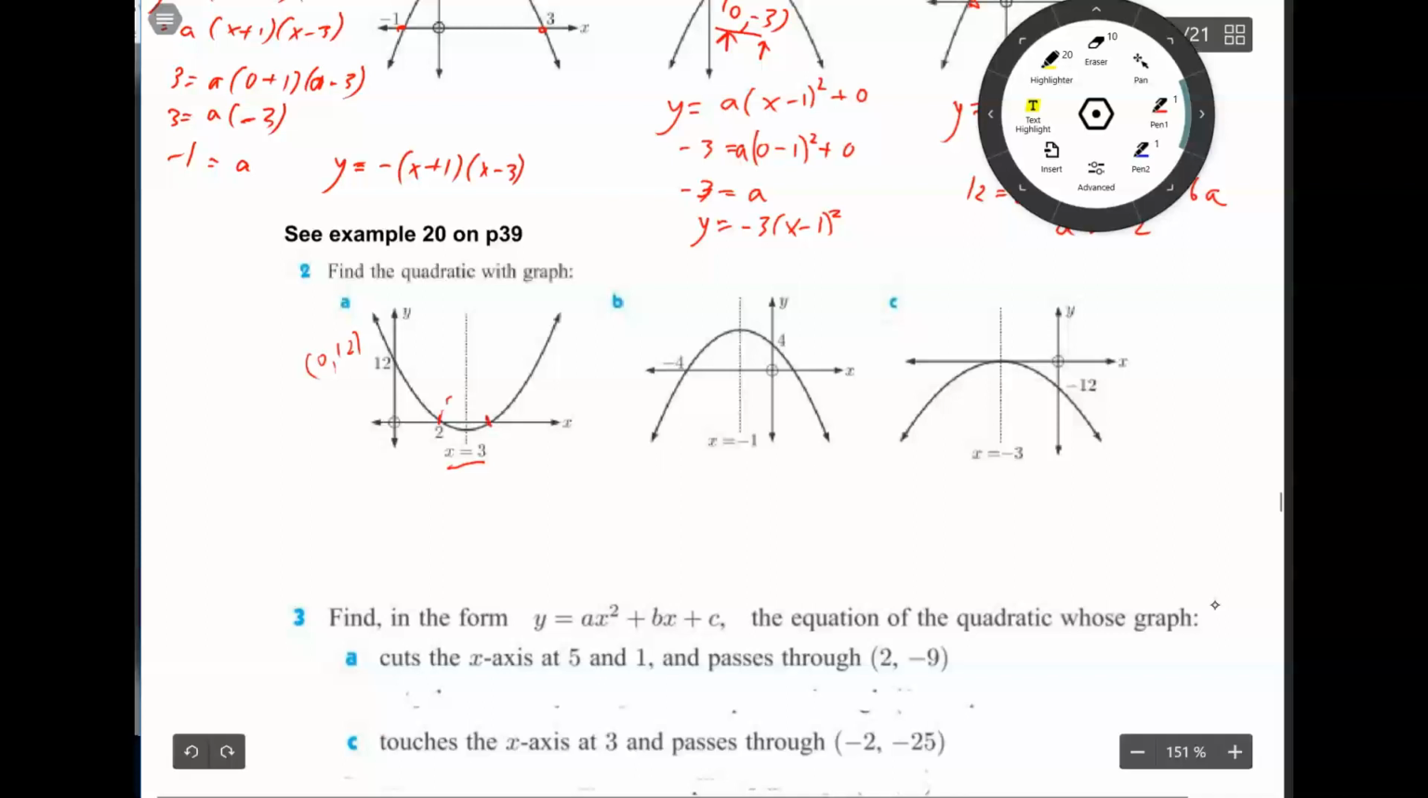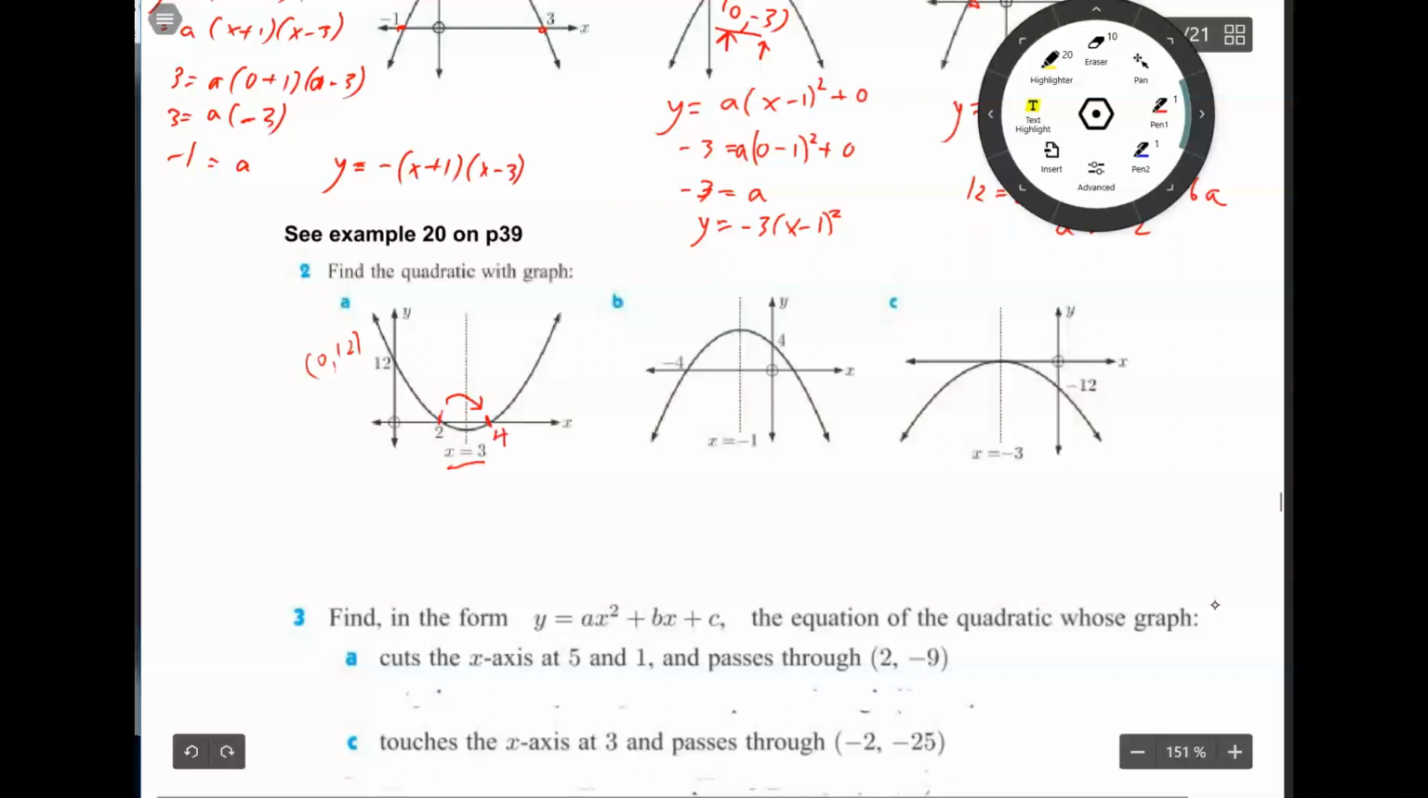But you can see that with the axis of symmetry and one of the x-intercepts, you can figure out where the other x-intercept is by symmetry, right? So if x equals 3 is the axis of symmetry, and on the left side the x-intercept is 2, the right side the x-intercept must be 4, right? Because both of the x-intercepts need to be equidistant from the axis of symmetry x equals 3.